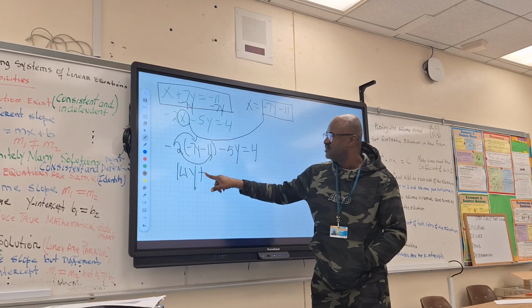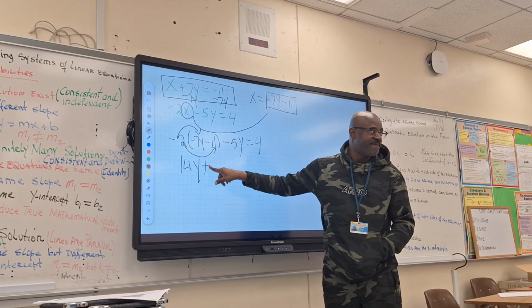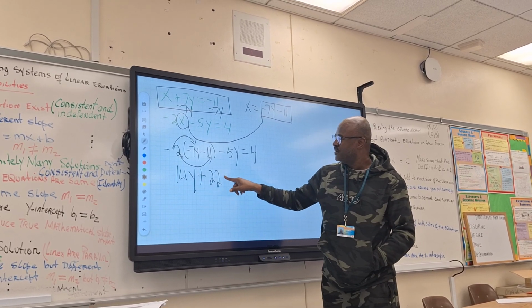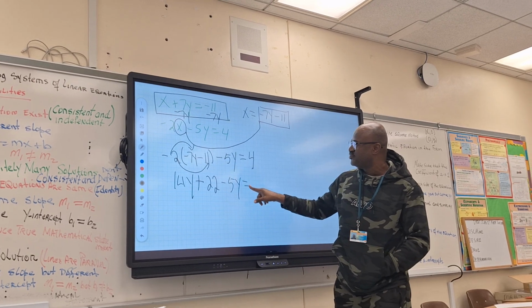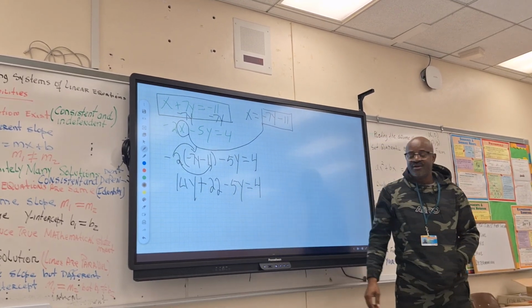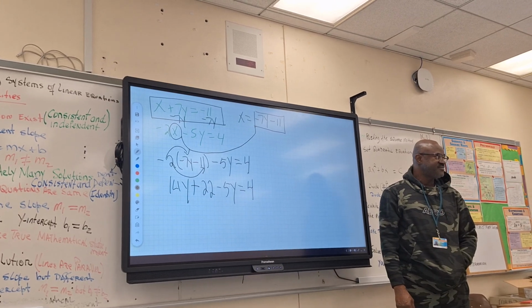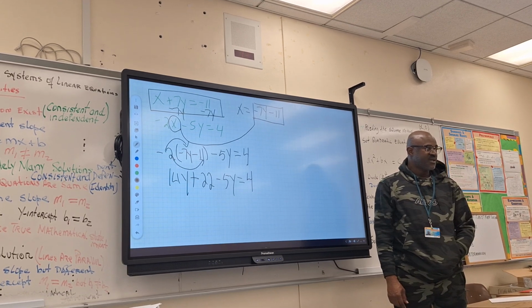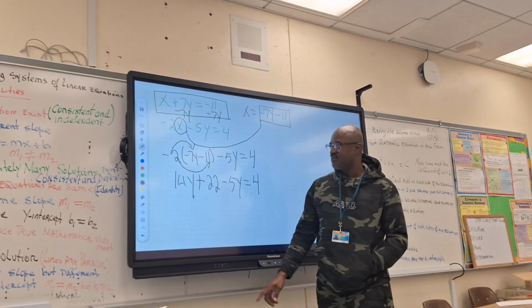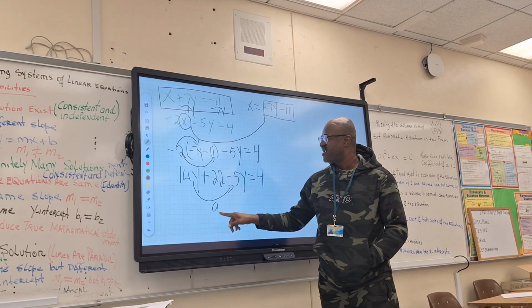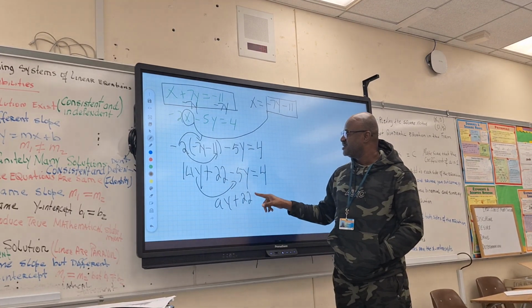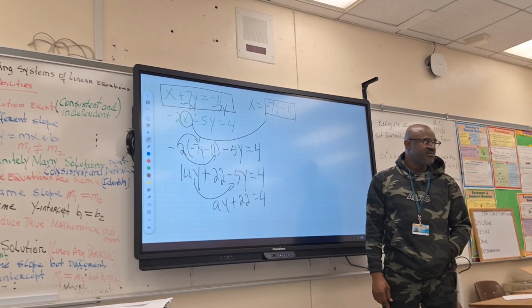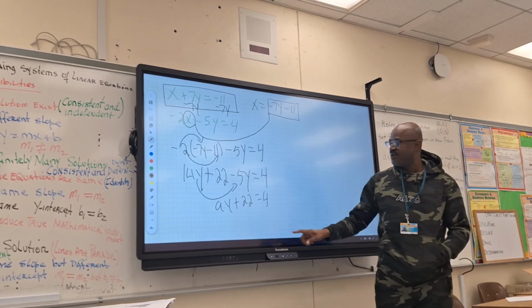14y plus what? What is it, people? 22 minus 5y is equal to 4. Then what do we do from there? Combine like terms. Which are the like terms? That will give you 9y. Then you will have 9y plus 22 is equal to 4. What is your next move? You subtract 22 from each side.